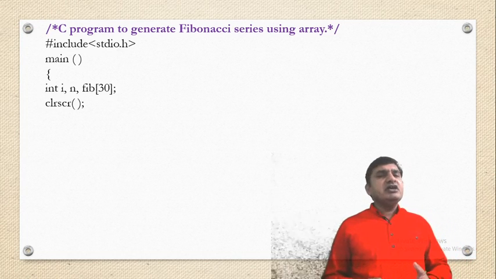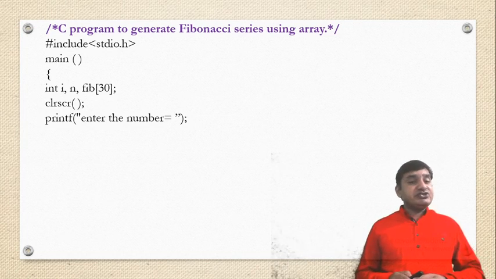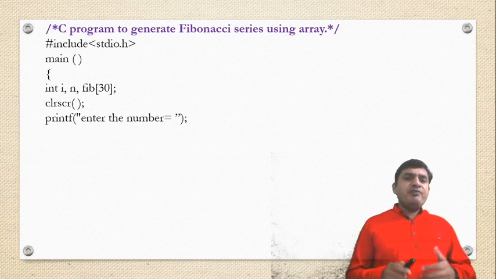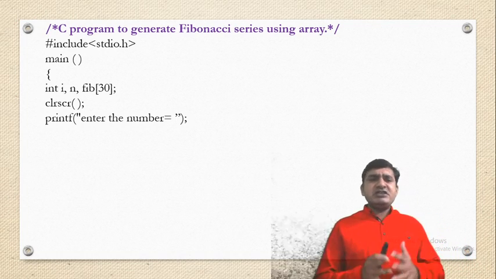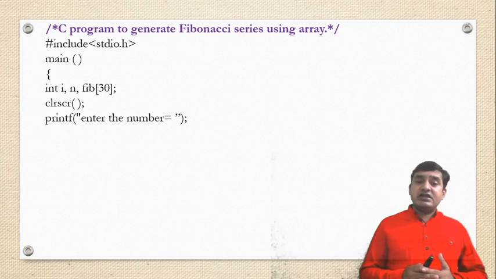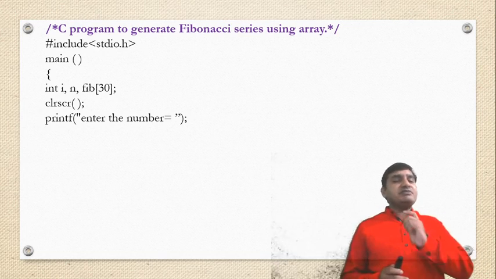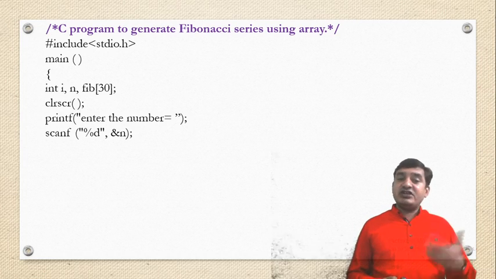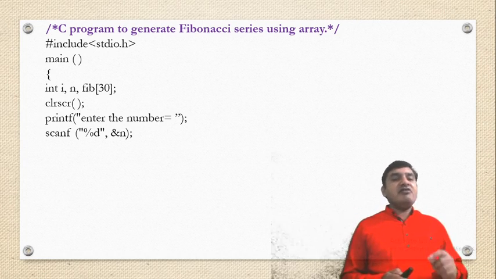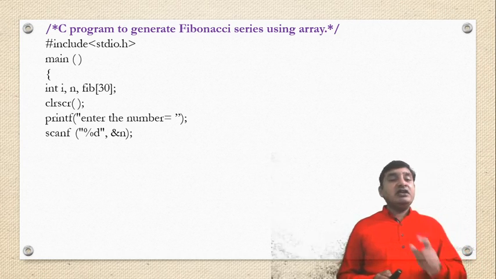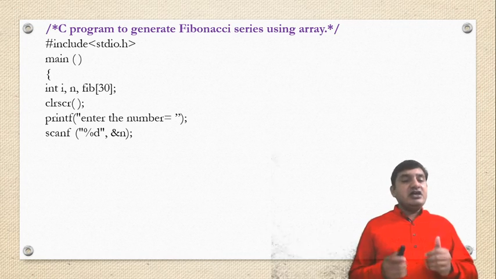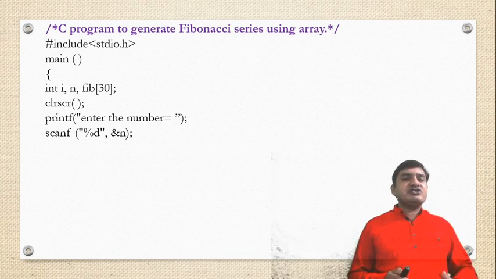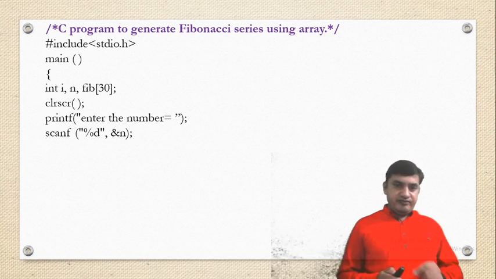Okay, clrscr, which is used to clear the previous output. Now printf, which is used to display the message on the screen, that is "enter number". When this message is displayed on the screen, we have to enter the number by using the scanf function. For that we use scanf with %d. Why %d? Because n is an integer. Now by using this input function we enter n.